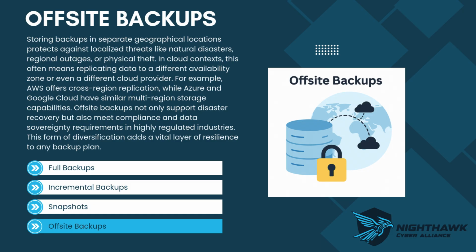Off-site backups are critical for disaster recovery. By storing data in a different region or even a different cloud provider, you protect against physical threats like fires, floods, or regional outages. Many organizations use cross-region replication tools like AWS's S3 replication or Azure's geo-redundant storage. Off-site backups also help meet data sovereignty laws, which may require data to be stored in specific jurisdictions. Without geographic diversification, a local disaster could wipe out both production and backup data.